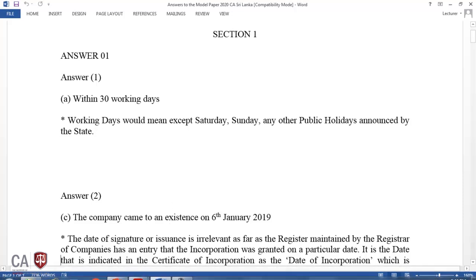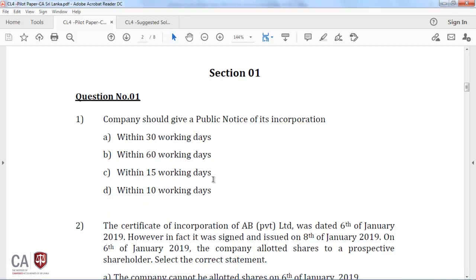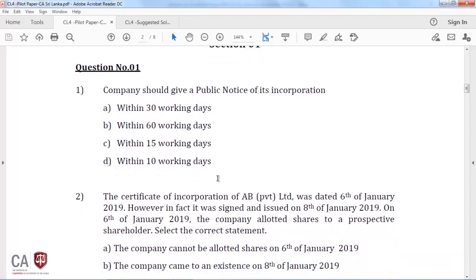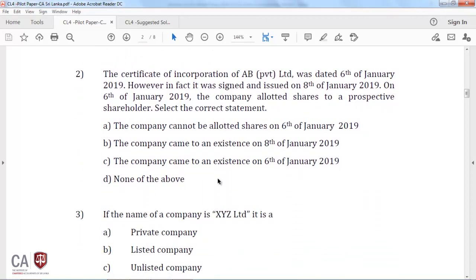Now, the second question here is second MCQ. The certificate of incorporation of AB Private Limited was dated 6th of January 2019. However, in fact, it was signed and issued on 8th of January 2019, just 2 days after the incorporation was issued or given. On 6th of January 2019, the company allotted shares to a prospective shareholder. Now, select the correct statement.